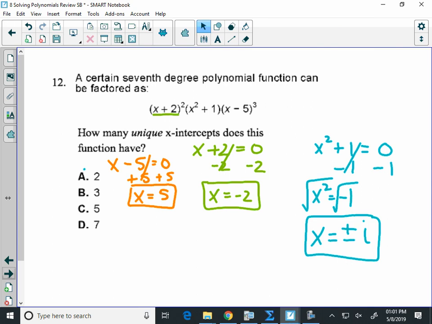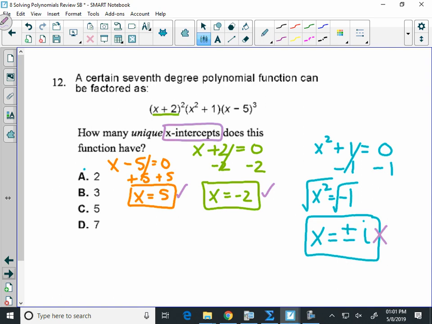Okay. So those are my 3 solutions. We want to know how many x-intercepts this graph has. Okay? Well, in order to be an x-intercept, you have to be a real number. 5 is a real number. Negative 2 is a real number. But i is not a real number. Okay? So, based off how many real numbers, we only have 2 x-intercepts. So our answer is A.